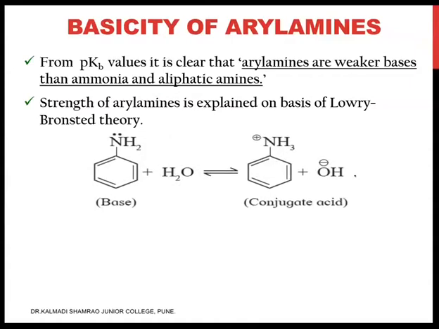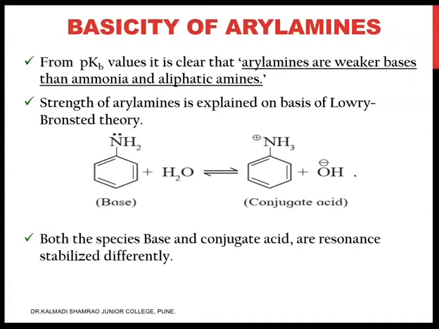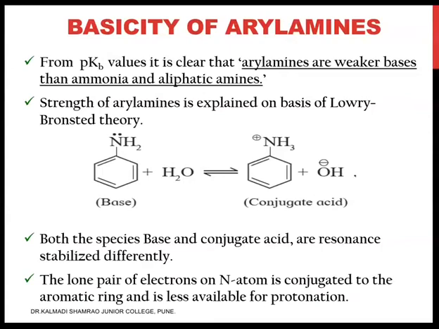This is aniline, which is combining with water to form an anilinium ion, that is the conjugate acid, plus OH-. Both the species, the base and the conjugate acid, are resonance stabilized differently. In the case of the base, electrons will be donated by the lone pair of electrons on the nitrogen atom to the ring, so the ring will become electron rich, whereas in the case of the conjugate acid, the pi electrons which are present in the ring will come out of the ring to stabilize the N+ ion. The lone pair of electrons on the nitrogen atom is conjugated to the aromatic ring and is less available for protonation.